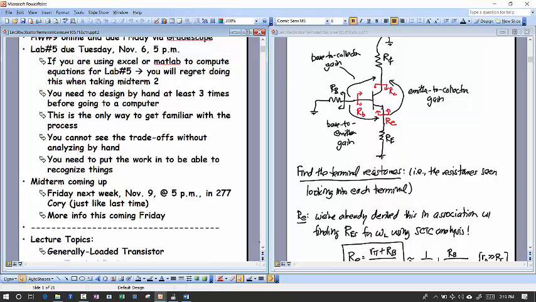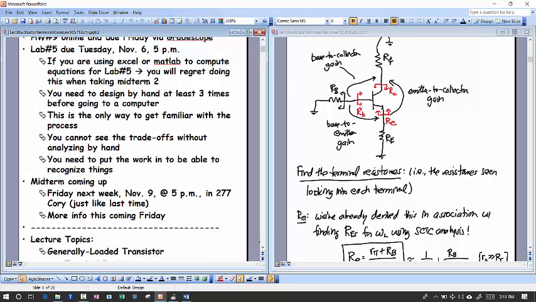Right? The 2 midterms are time constrained. The final exam won't be as time constrained. But you want to be able to do things quickly. And if you can do inspection analysis, you're much quicker. Okay? Any questions about anything?